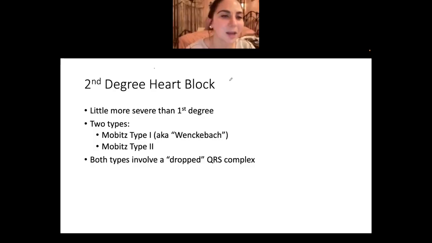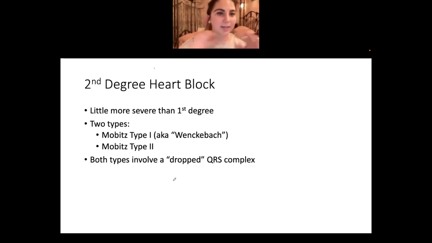Second degree, now we increase the severity a little bit more. Now we're at second degree heart block. So there's two types: type 1 and type 2, Mobitz 1 and Mobitz 2. Mobitz type 1 is also called Wenckebach, just an absolutely ridiculous name. A lot of the time you do need to know whether this is a type 1 second degree heart block or a type 2 second degree heart block. Both of them.